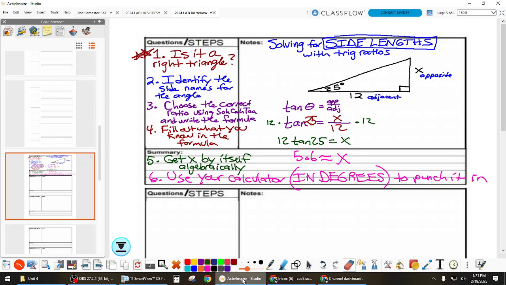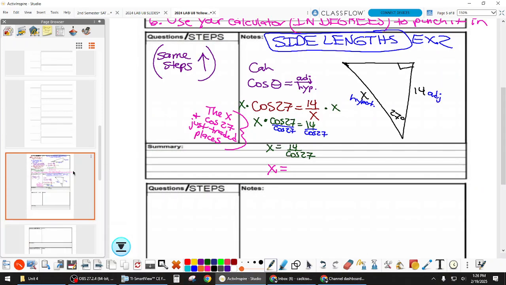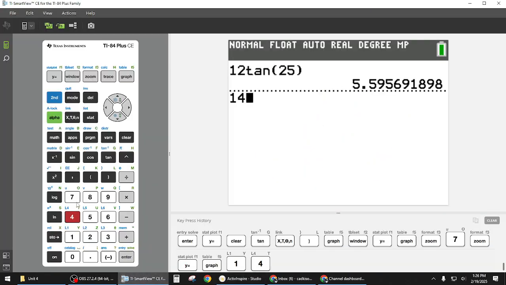Did it work? I have a graph of this one. Do Zoom 7. No, I was asking what the cosine number was. Oh, it is 27. Okay, so punch that in: 14 over cosine 27. I forgot the over part.